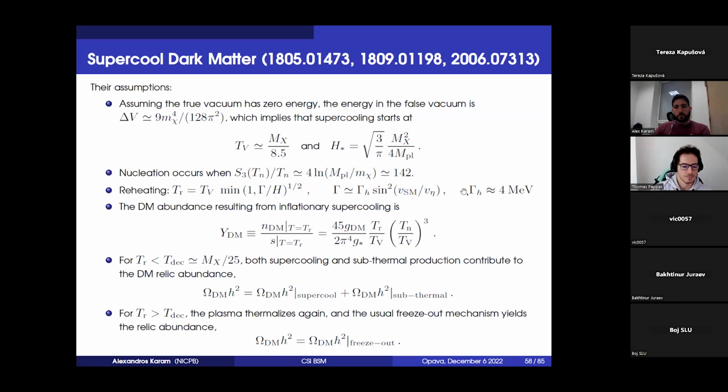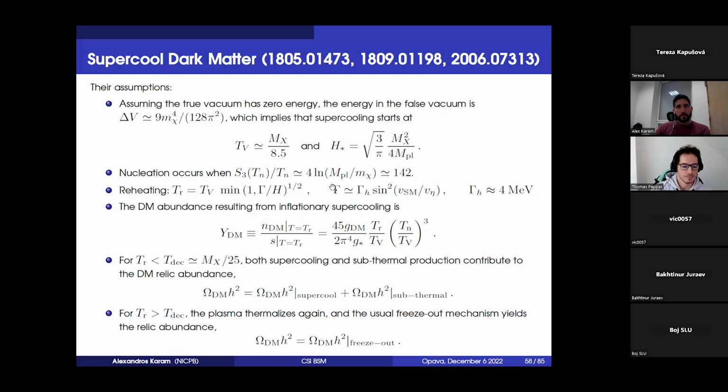So their assumptions were that, assuming that the true vacuum has zero energy, the energy in the false vacuum is given by this. This should be mx capital, which implies that supercooling starts at approximately mx over 8.5. This is actually not a bad approximation, but all of them again assume that nucleation occurs when this ratio is about 140, but as I told you before, this is not true for strong supercooling. They also assume this relation between the reheating temperature and the thermal inflation temperature. This is true.